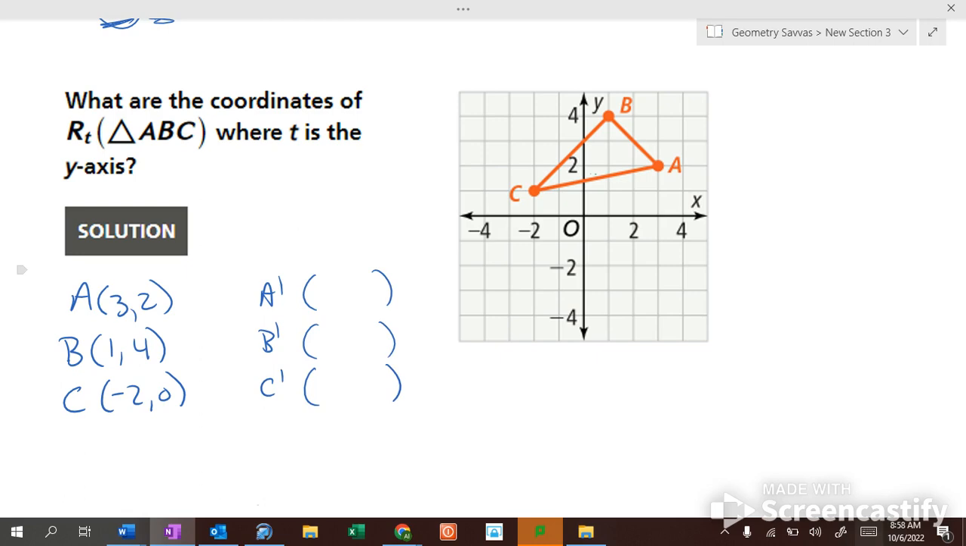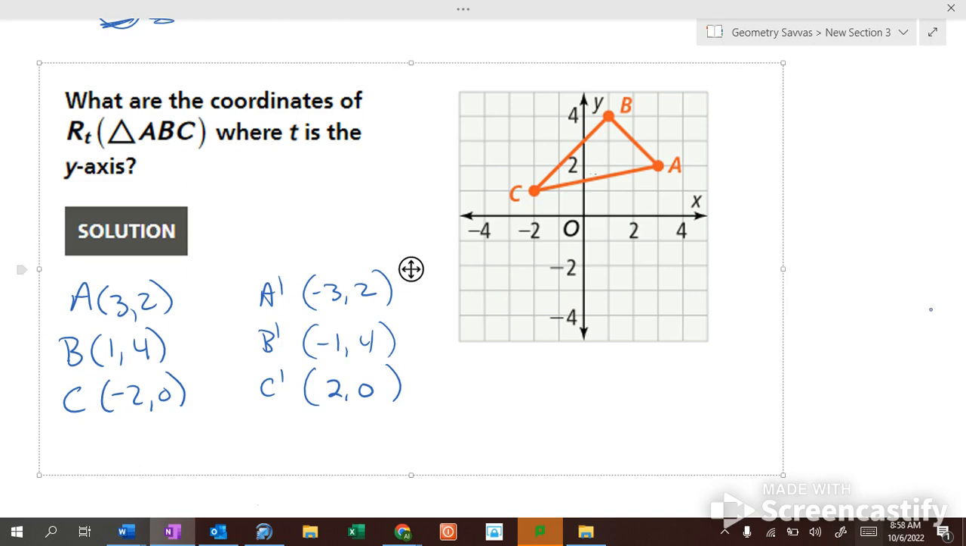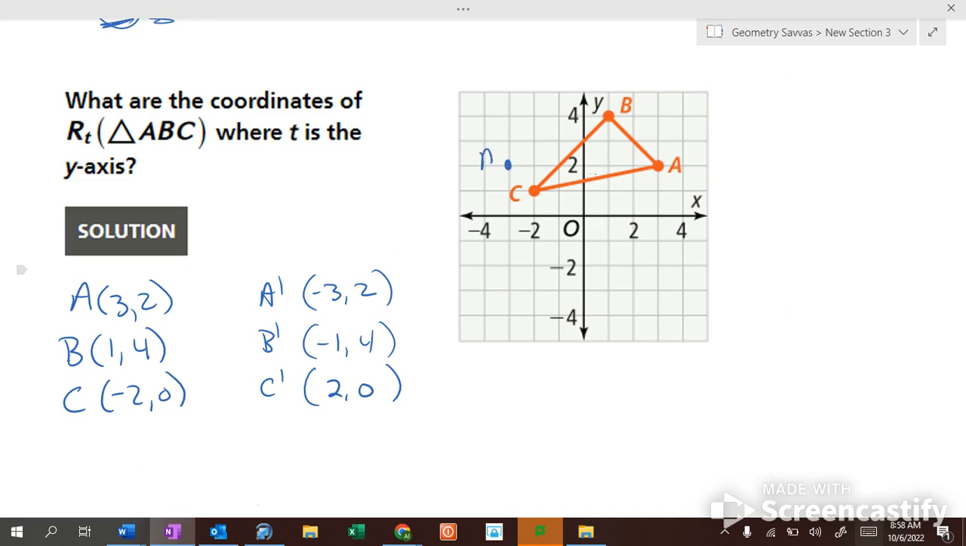Well, when we reflect across the y-axis, what do we change? The x to the opposite. So it's negative 3, 2, negative 1, 4, and positive 2, 0. Negative 3, 2, negative 1, 4, and 2, 0. Okay? Are we good?